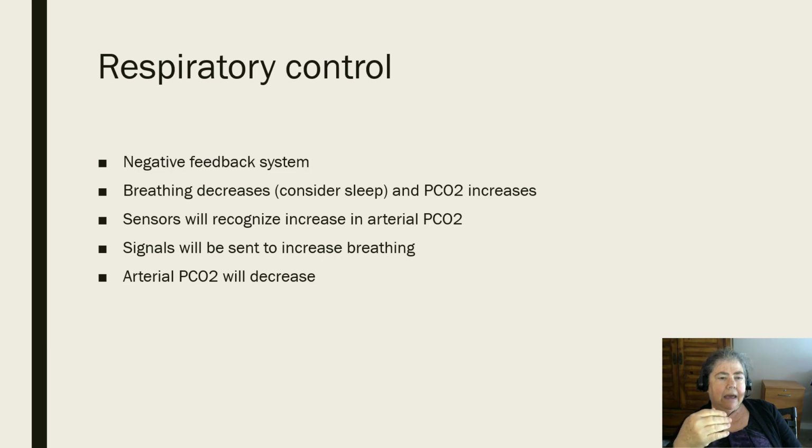The chemoreceptors, and we'll talk about which ones, but chemoreceptors at a couple of sites will send signals recognizing that there's an increase in PCO2 to the pons and to the medulla, to those respiratory centers, which will cause outgoing effector signals to muscle to increase the rate and the depth of breathing. And when that happens, arterial PCO2 will go down.